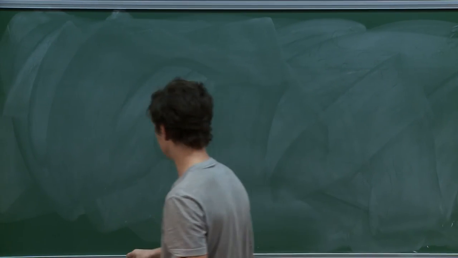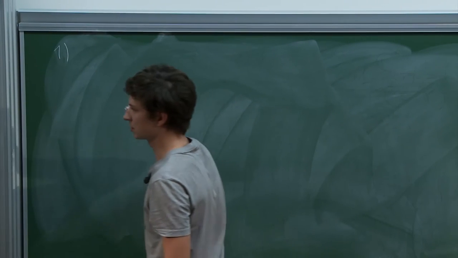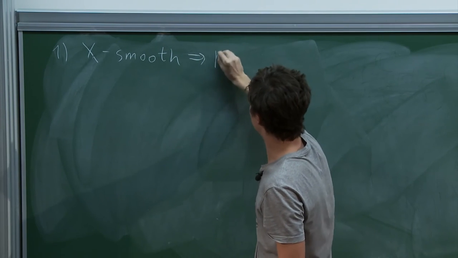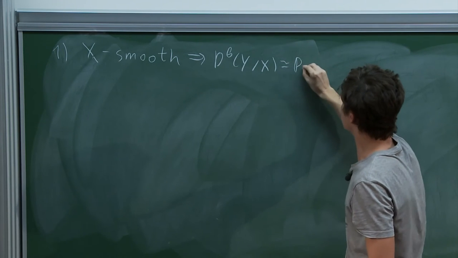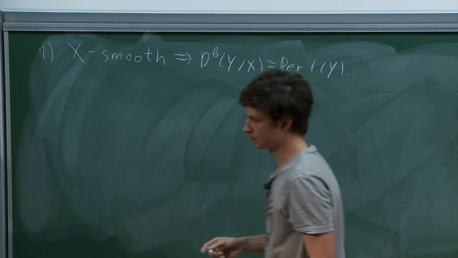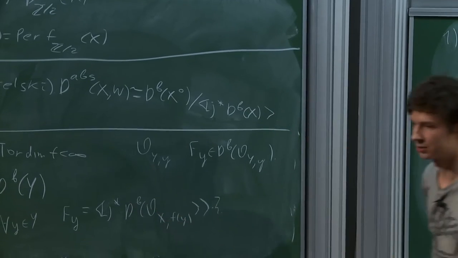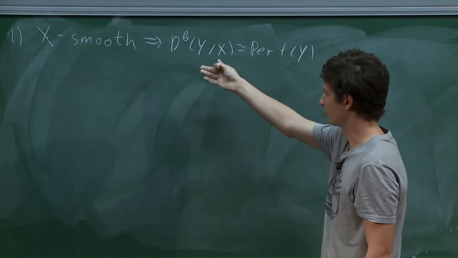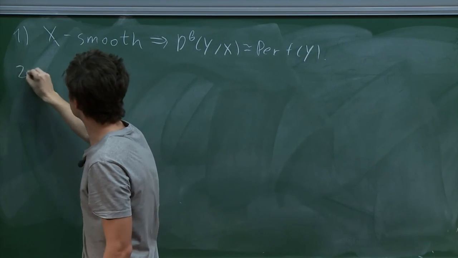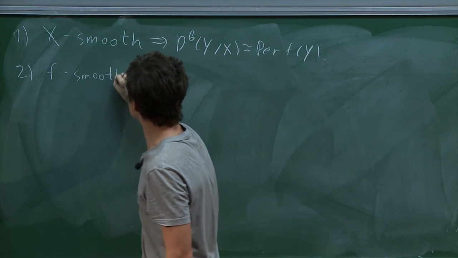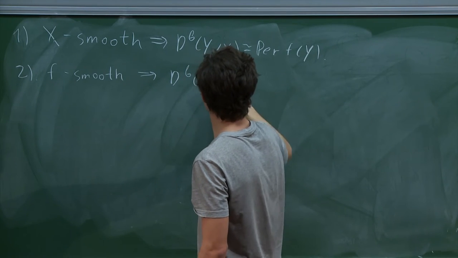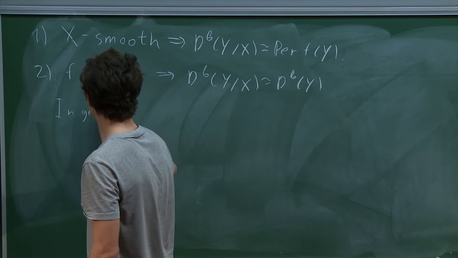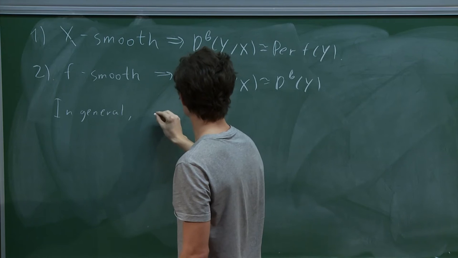Just to clarify a little bit, let's consider the special cases. First, if x is smooth, then this dB of y over x is just the category of perfect complexes on y. That's because restrictions of perfect complexes are just perfect complexes, and so the requirement is that in each point the object is a perfect complex. But this is the same as to say that the object itself is a perfect complex on y. And also, if f is a smooth morphism, then dB of y over x is just dB of y. And in general, this is some intermediate category.